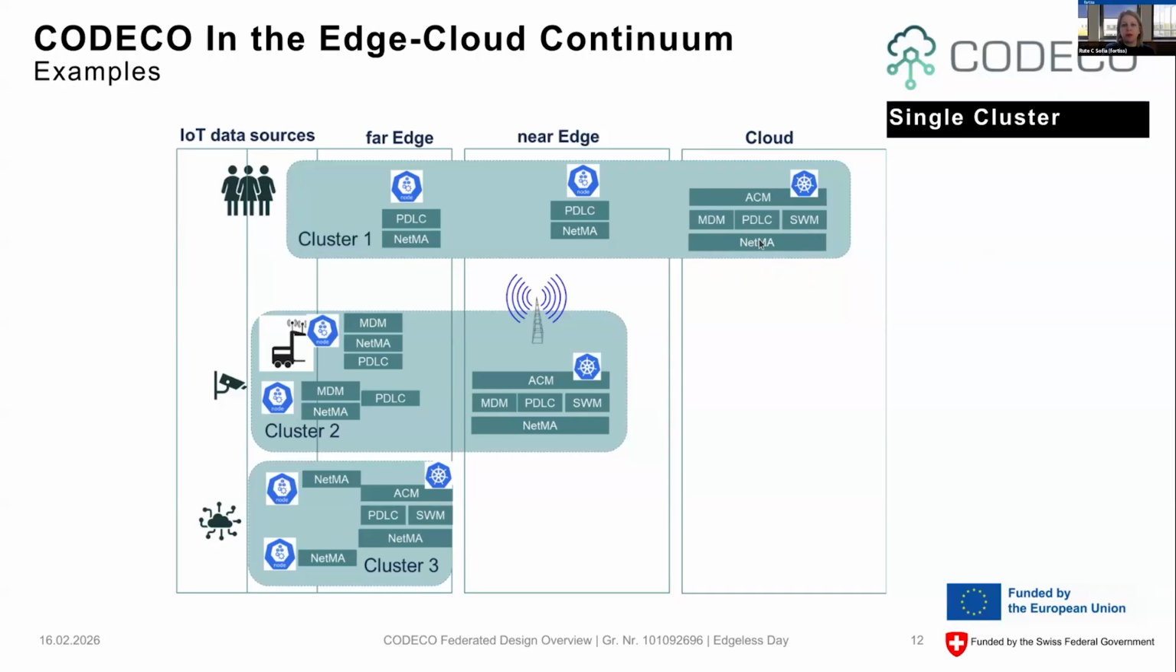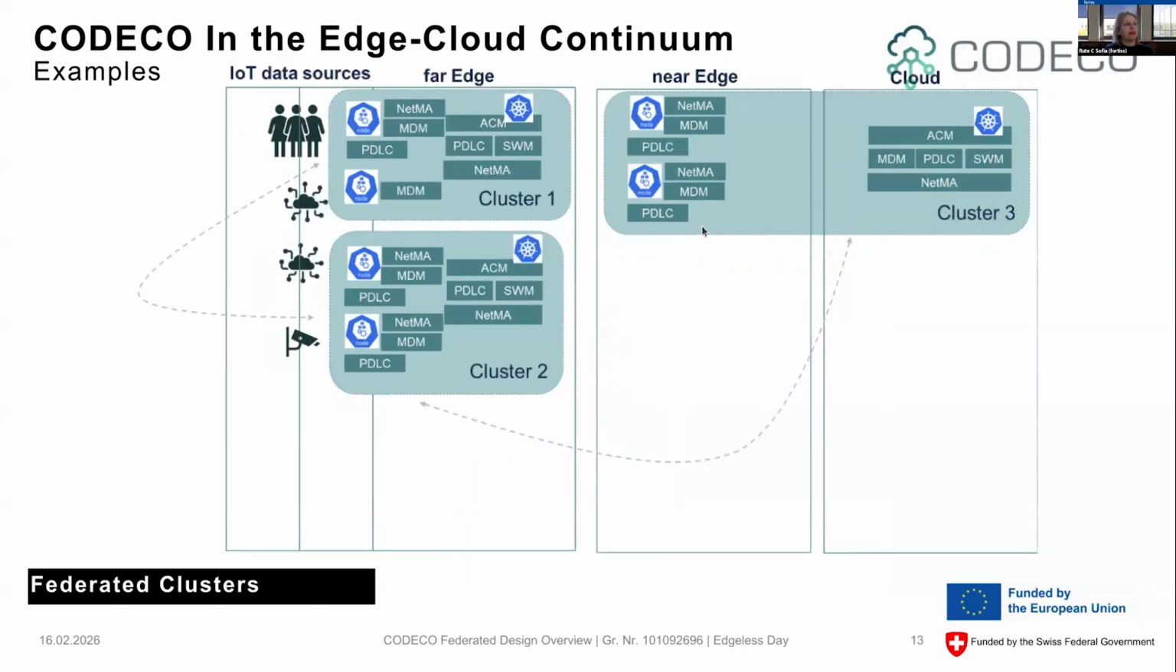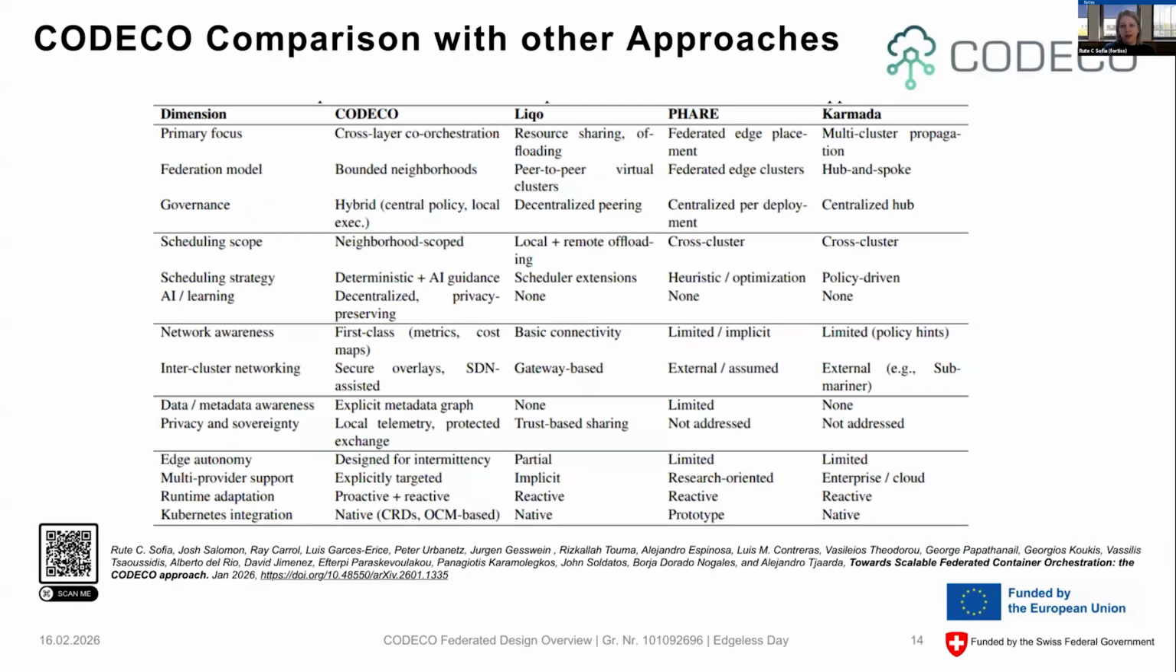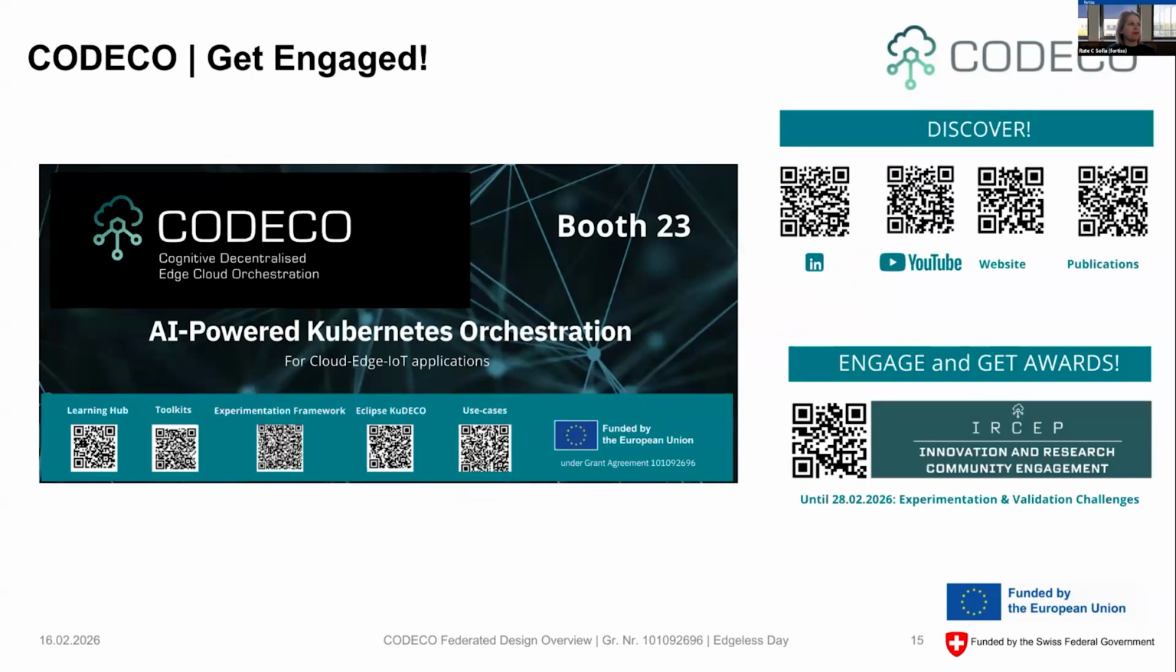But if you don't want network observability, then you can also use ACM together with a regular vanilla Kubernetes scheduler, for instance, and even play a little bit with other things. In our final work, we are also comparing CODECO to other federated approaches, and you have some information in this paper, which is right now a preprint, but it's under submission.